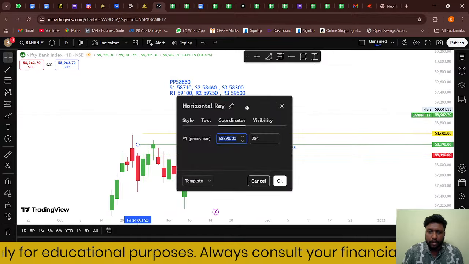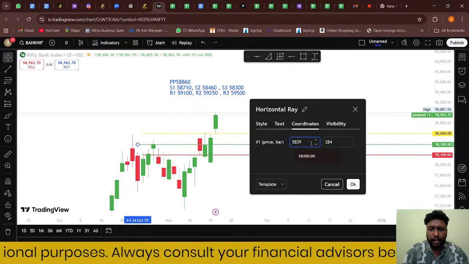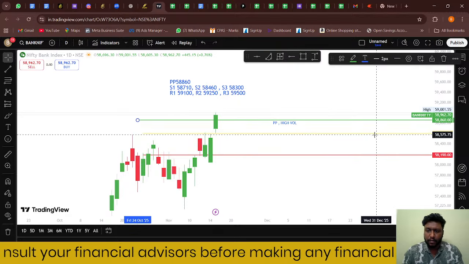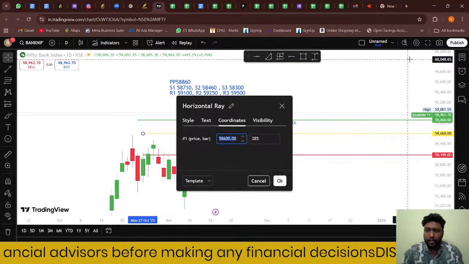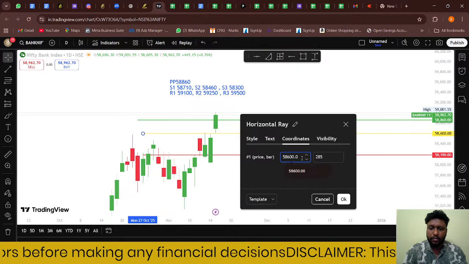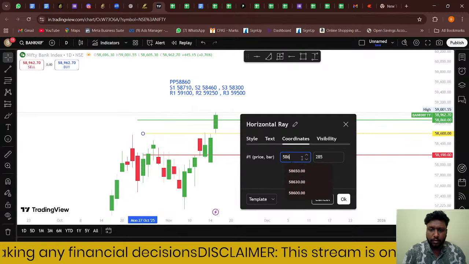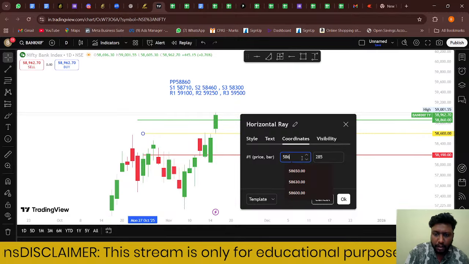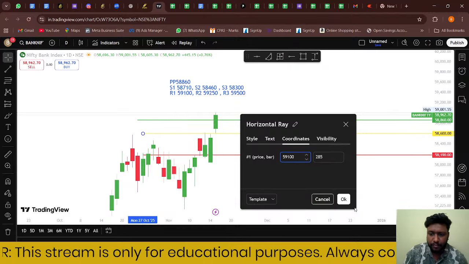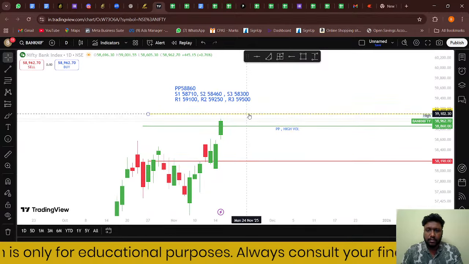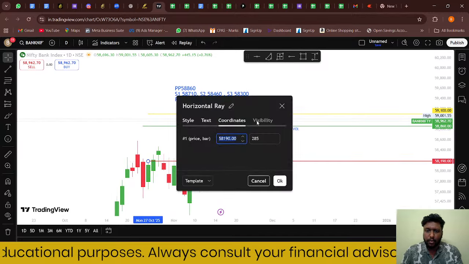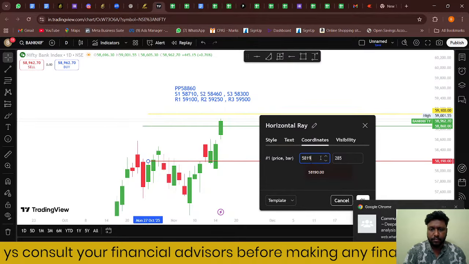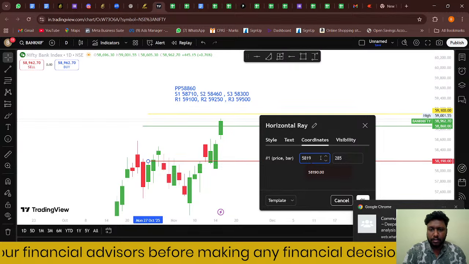We will mark the pivot line over here. 58,860 will be the pivot line for the day, and R1 also we will mark. You can clearly see that it is already trading above the pivot line. If this movement is sustained, then definitely we can go for a bullish continuation in Bank Nifty. This I consider the R1, and we will mark support one also. Support one is at 58,710.